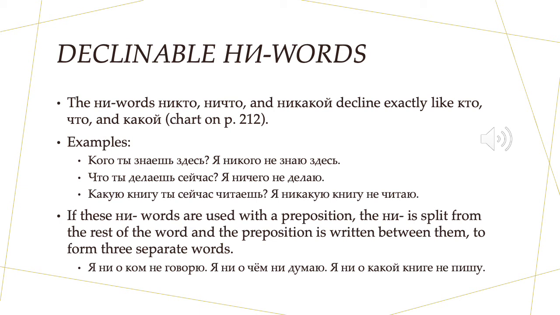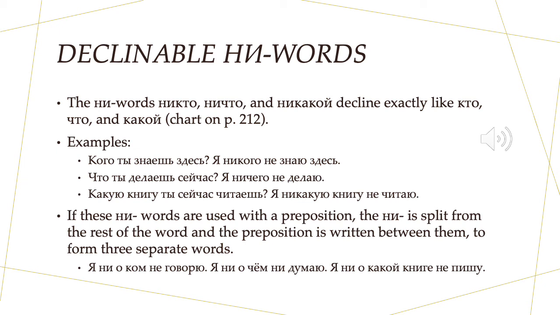If, and this is where it gets a little complicated, we use these declinable ni words with a preposition, the ni is split from the rest of the word, and we put the preposition in between the ni and the rest of the word, and write it as 3 separate words. For instance, я ни о ком не говорю. I'm not talking about anyone. Я ни о чем не думаю. I'm not thinking about anything. Я ни о какой книге не пишу. I'm not writing about any book.